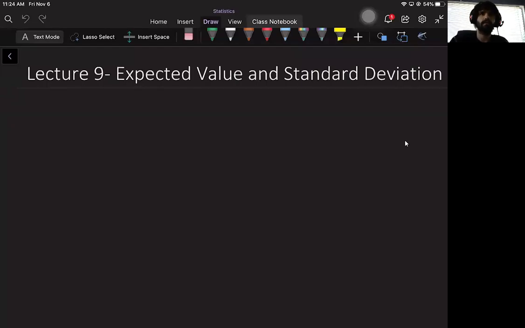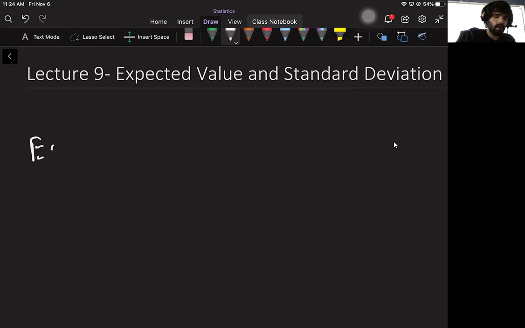Today we're talking about expected value and standard deviation. Last time we ended on expected value, with just one example of it. So now we'll go into more detail and then also talk about standard deviation, a term we've seen before, but now we're going to apply it to probability distributions.